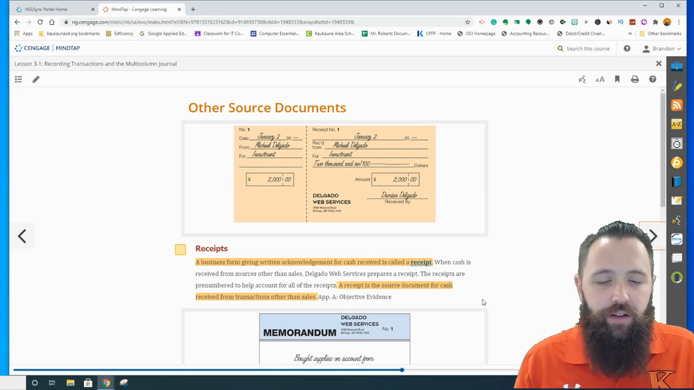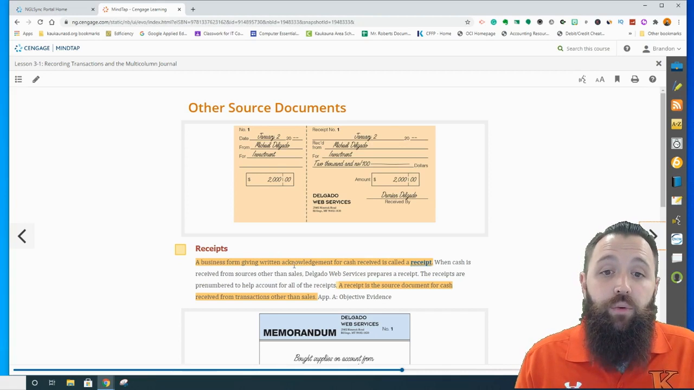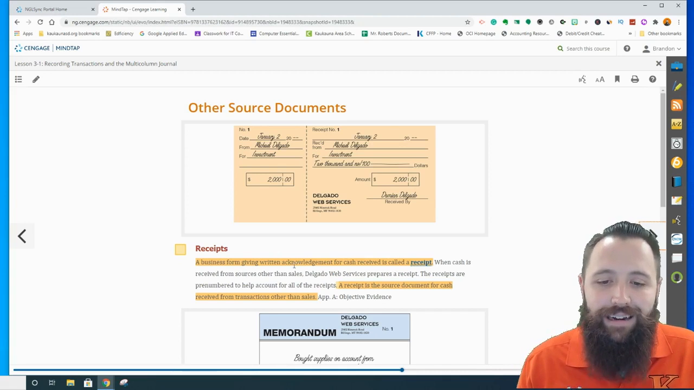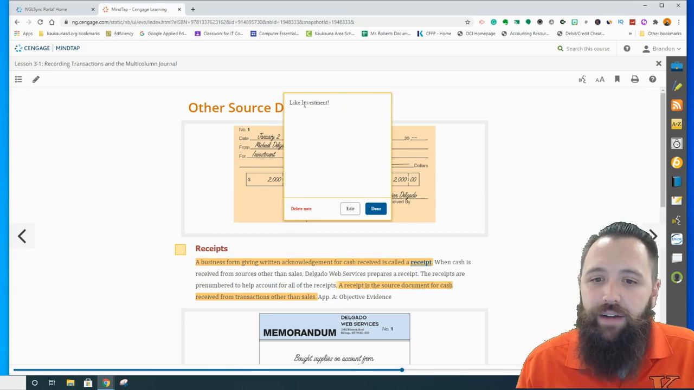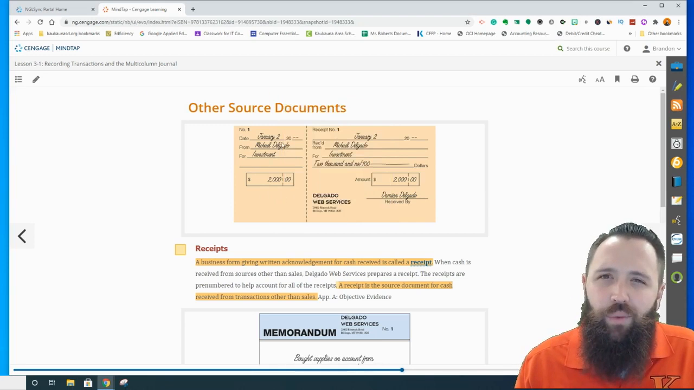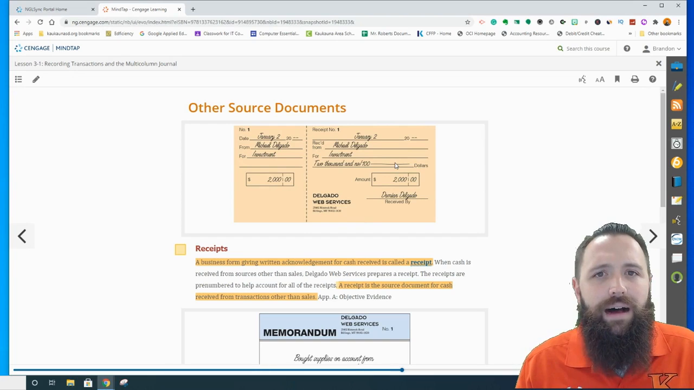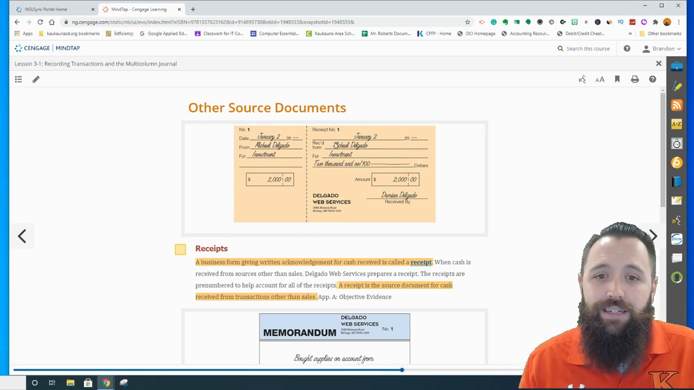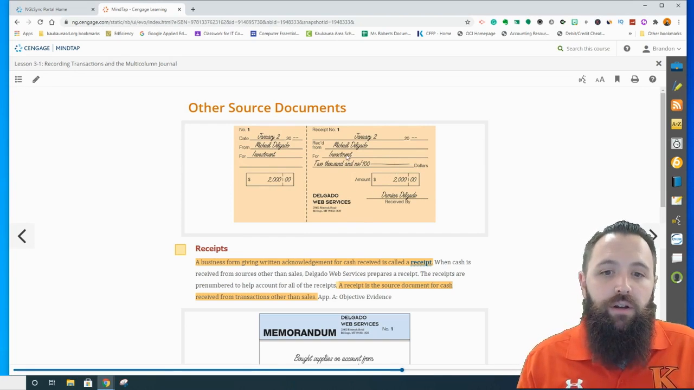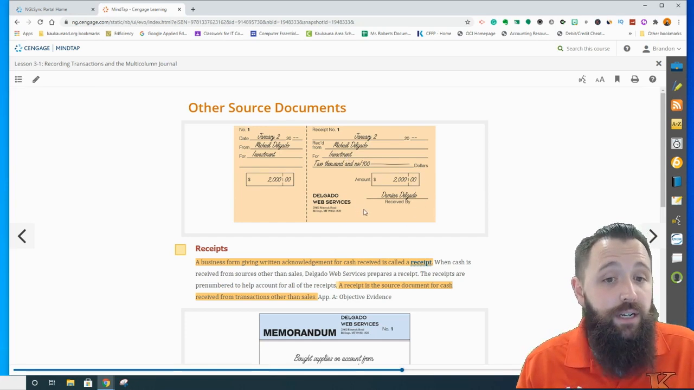Other source documents that we have, the first one is going to be a receipt. So this is a business form giving written acknowledgement for cash received. So when we receive cash and it's not a sale, this is going to be called a receipt. And here I just said investment, right? So you can see, when do we receive cash that's not a sale? Well, how about when we receive an investment from our owner? So this is $2,000, and you can see that this is a receipt. It's showing that we received that money.